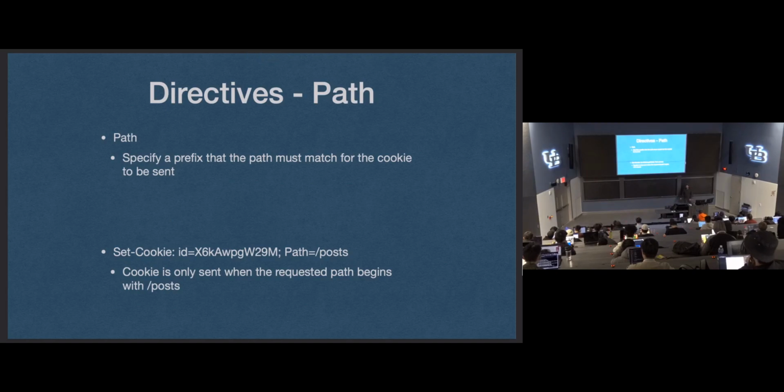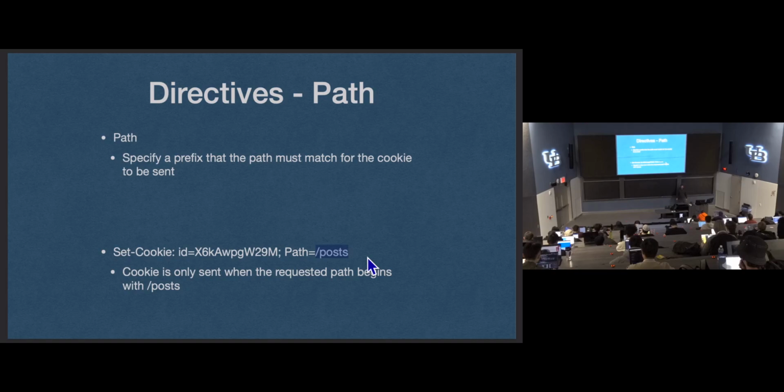Path, this one, I think, is way less useful. I've never found a good use case for this one. But with path, if you set some prefix, this cookie will only be sent to your server on paths matching that prefix. So if you only want a cookie sent on certain requests, then you can set the path directive.